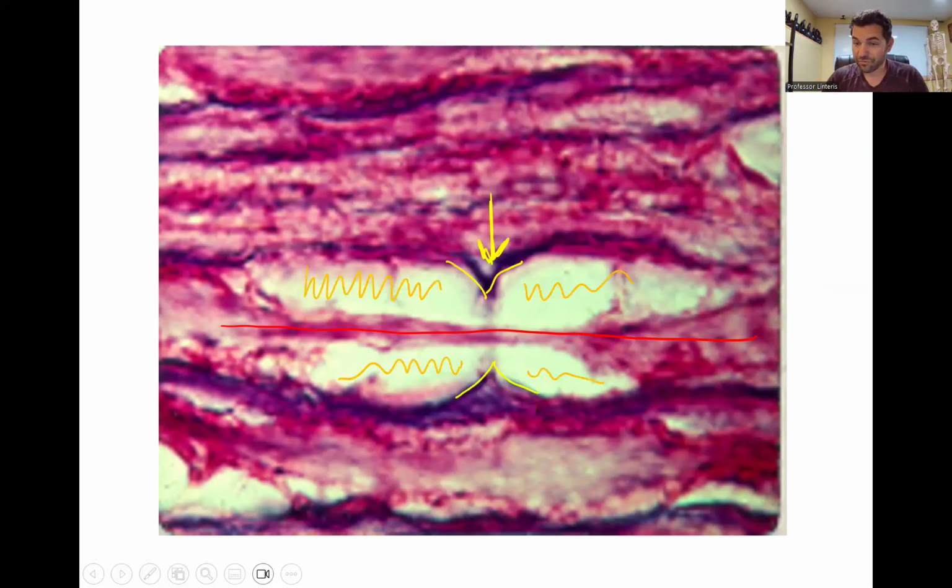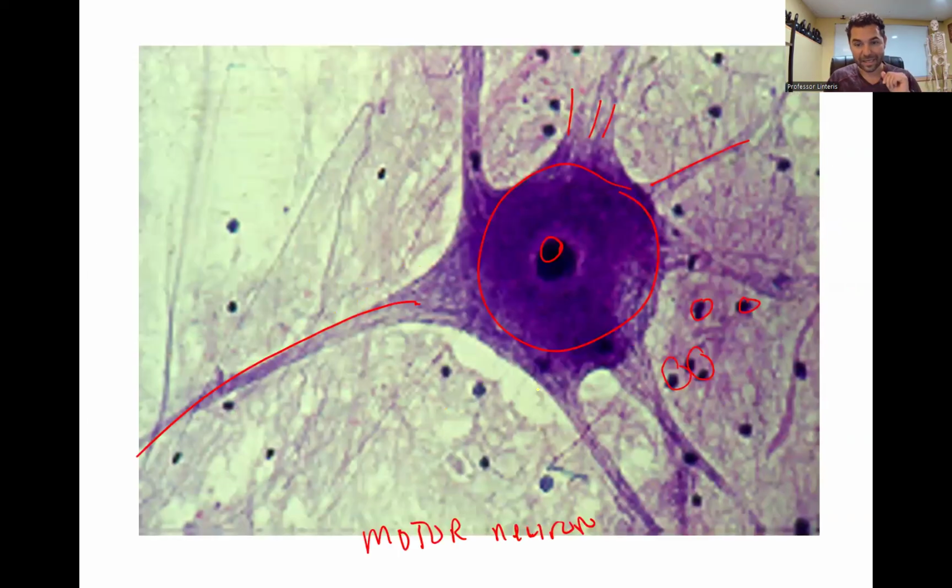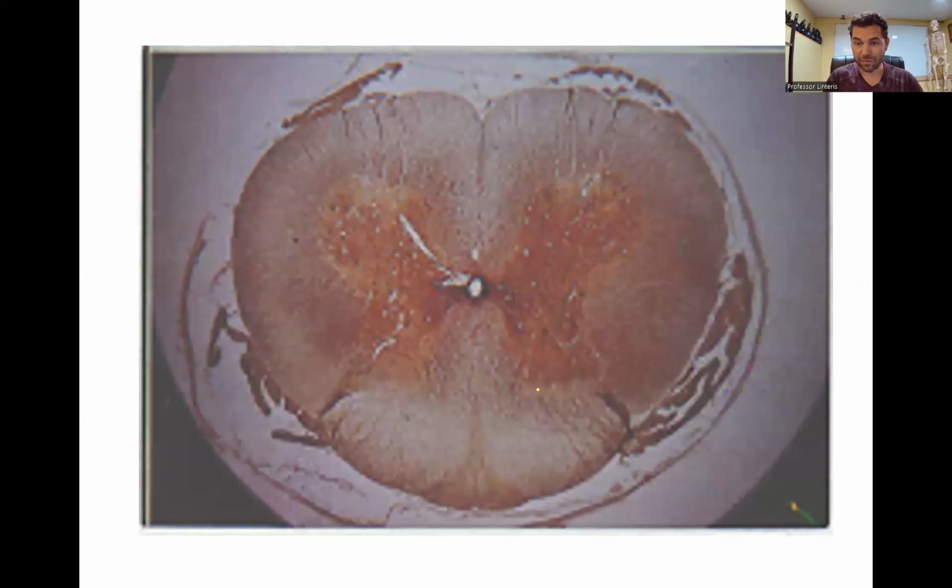Obviously, the stuff I have scribbled in orange is the myelin, and that red thing running through the center, respectively, is your axon. And again, you go back to here, axon with node of Ranvier, blah, blah, blah. The next slide will be your spinal cord. You'll see this in real anatomy. I showed it to you for plenty of time today.